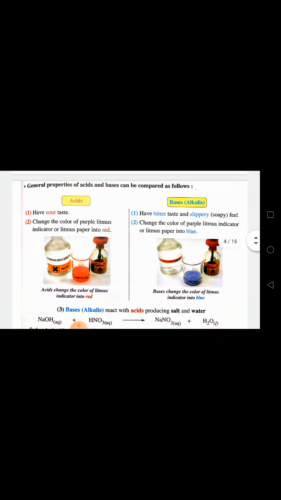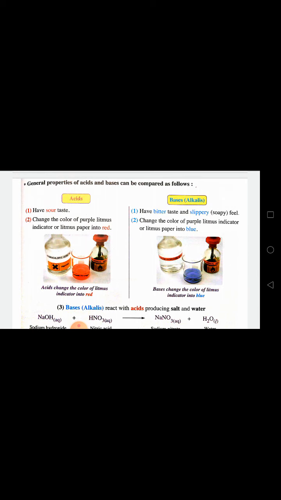What are the general properties of acids and bases? Generally, acids have a sour taste, like lemon, orange, tomato, while bases have a bitter taste and soapy feel. Acids change blue litmus paper into red, while bases change red litmus paper into blue. When acids and bases react together, they produce water and salts. This reaction is called neutralization.